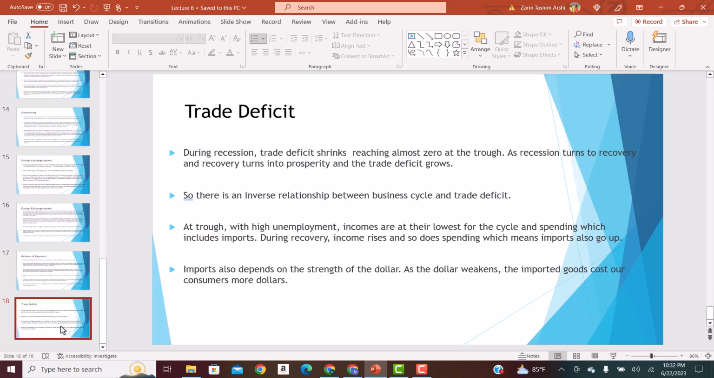So the trade deficit is very important. During recession, you will see the trade deficit going down. Remember, in the beginning of this video, we said a trade deficit is actually a good thing because it improves the standard of living, and it increases trade. Well, during recession, you will see the trade deficit going down or even reaching zero. So there is an inverse relationship between how the economy is operating and the trade deficit. If the economy is doing well, the trade deficit will go up. If the economy is going towards recession, the trade deficit will go down.